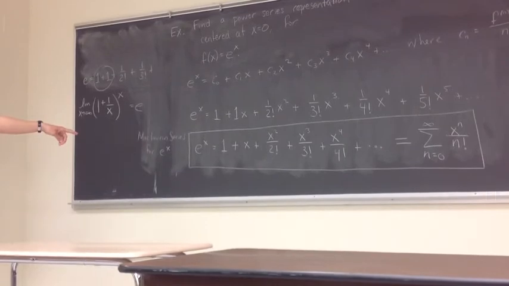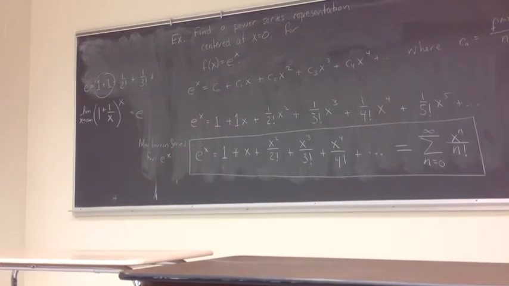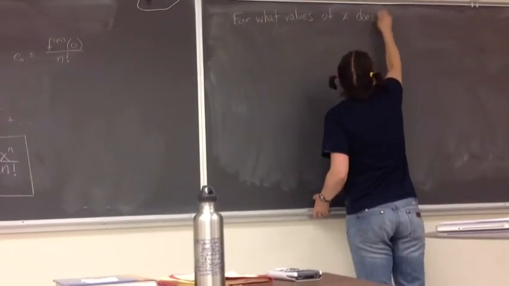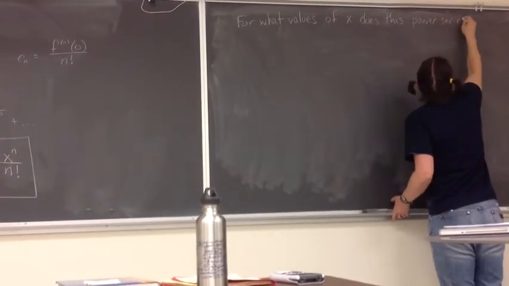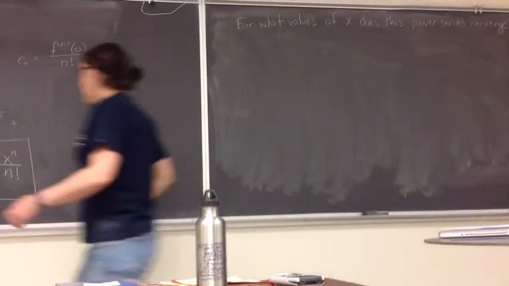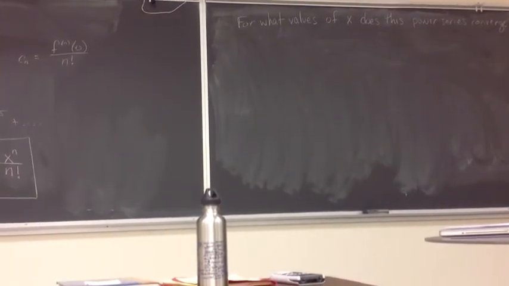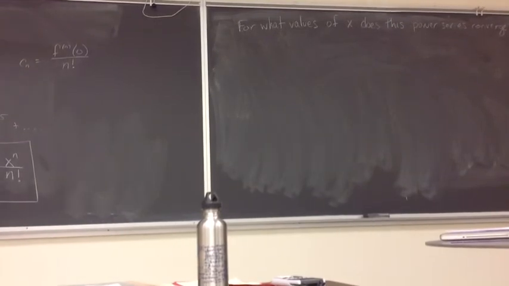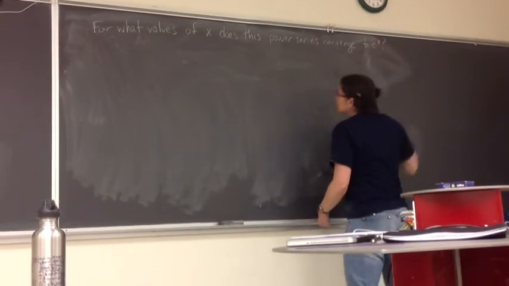Is there an interval on this one? That's the next question. So now the next question is, for what values of x does this power series converge? And what do I mean by the power series converging? Well, I want to know when this series converges, and in particular, for the values of x where this series converges to e to the x. So for what values of x does this power series converge to e to the x?